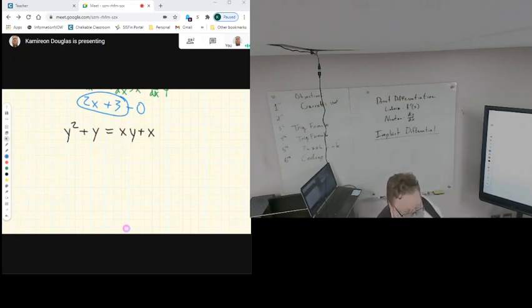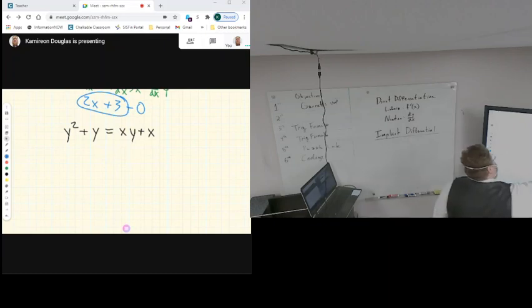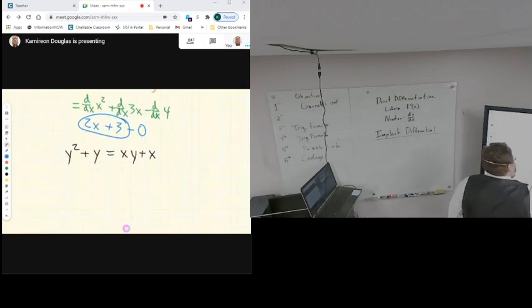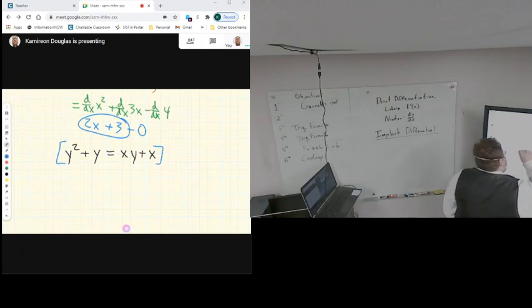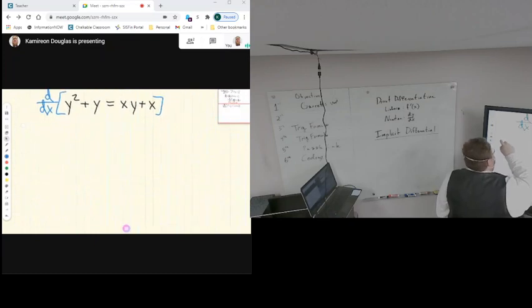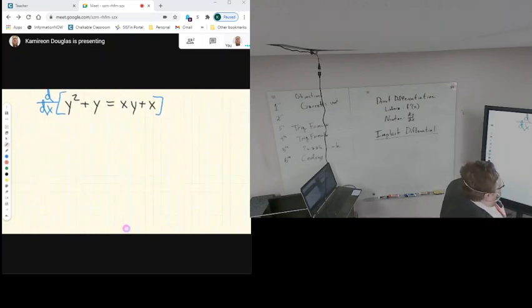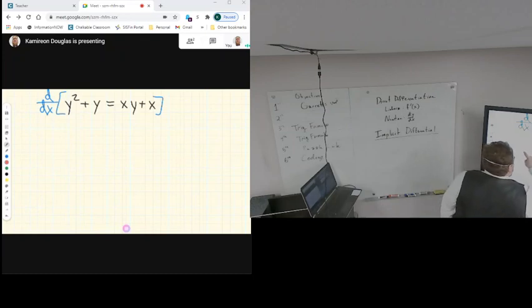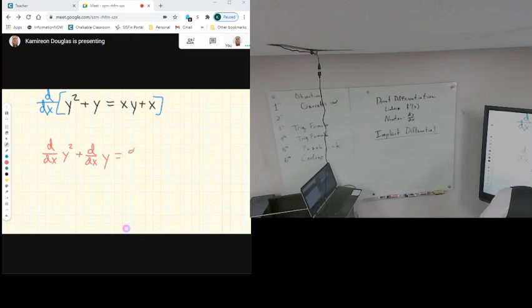Let's talk about this function now with Newton's approach. We take this function, the derivative with respect to x. Here we go. So, just like before, I'm going to distribute it to each one of these. d dx of y squared, d dx of y equals d dx of xy, d dx of x.